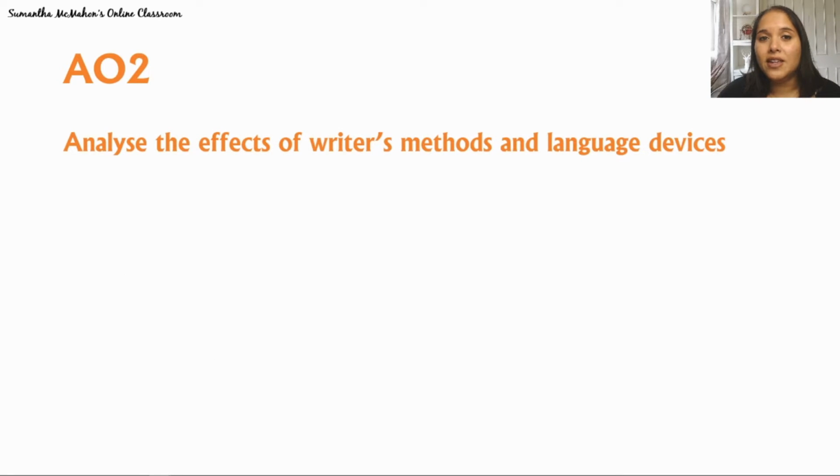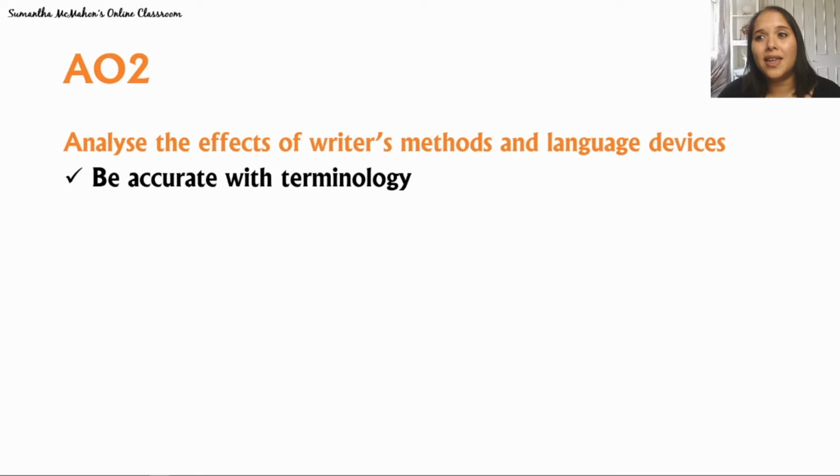Now, AO2 is all about analysing writers' methods and language devices. These are things like personification, alliteration, similes, and also language devices like short sentences or adverbs or the use of a powerful verb or possessive pronouns. So we need to analyse this, and the most important part is to actually talk about its effect.